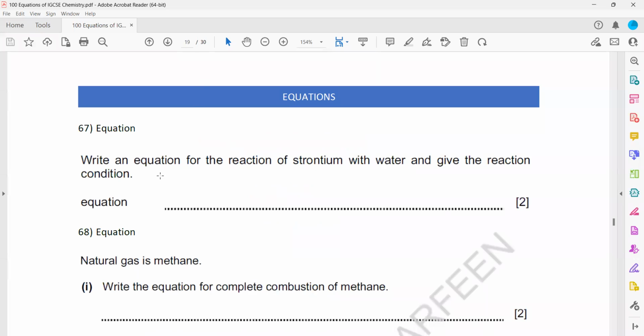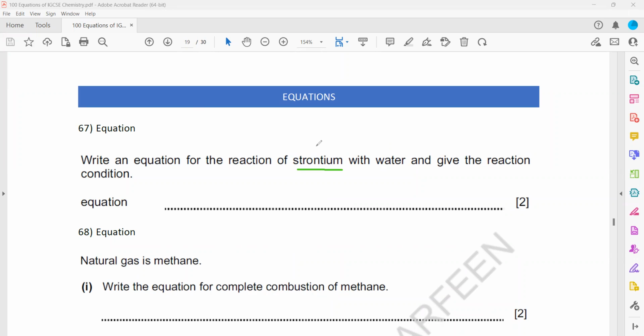Write an equation for the reaction of strontium with water. Strontium is a metal reacting with water. What will be the product? Metal hydroxide plus hydrogen. And you have to write the equation.